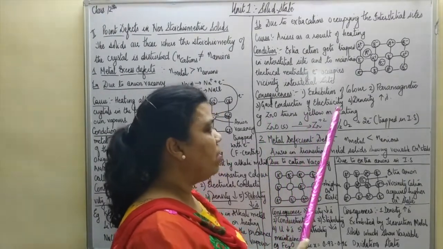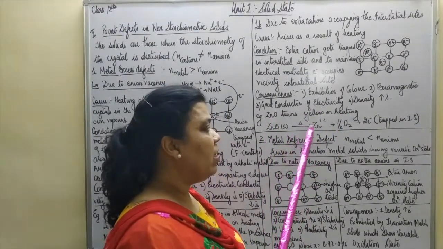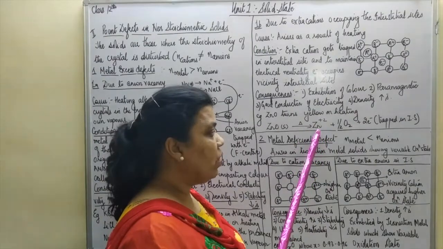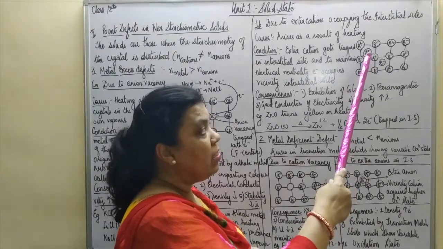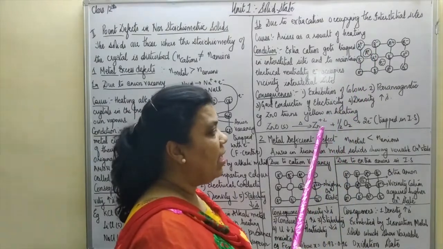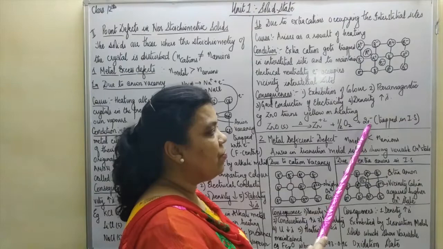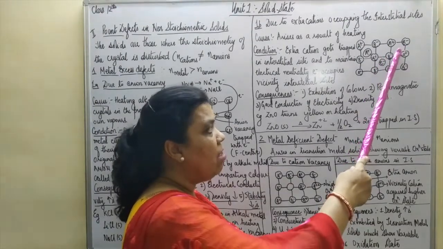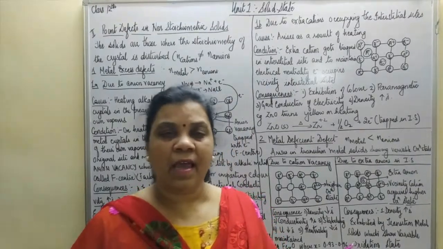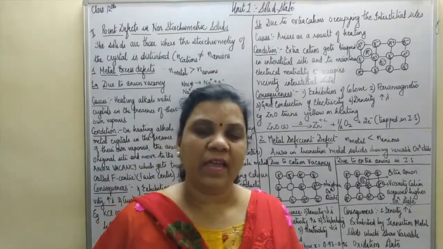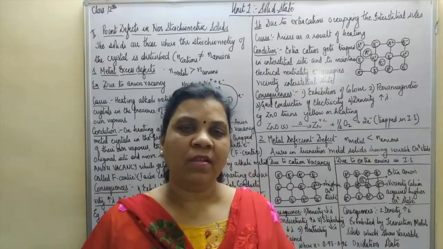So remember, this is a very important example. ZnO turns yellow on heating. So on heating, when it is breaking down into Zn2+ cations, these extra Zn2+ cations are getting trapped in the interstitial site, and to maintain the electrical neutrality, these electrons which are lost are getting trapped in the vicinity interstitial site. So this is the second type of metal excess defect, due to extra cations occupying the interstitial site.